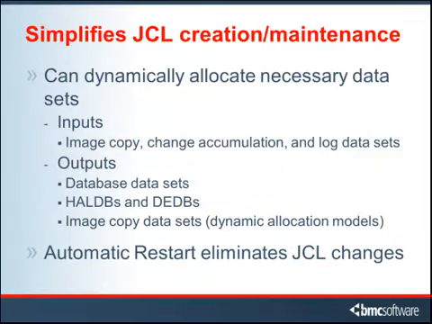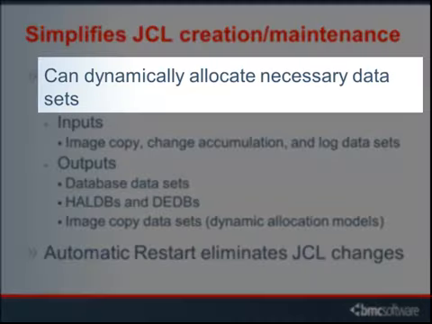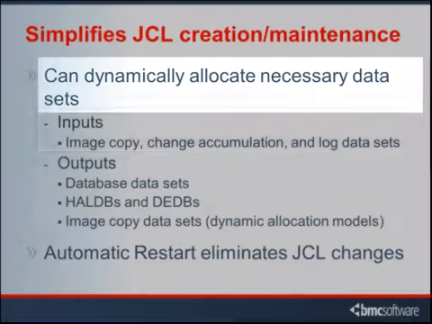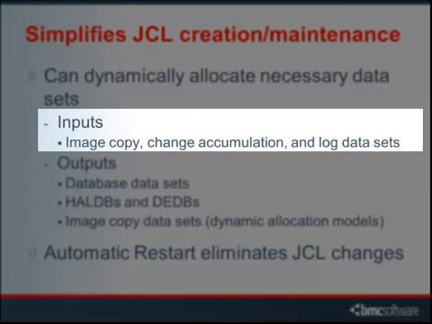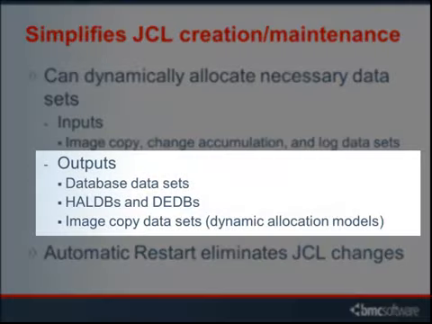With the recovery utility, less time and skill are required to create and maintain recovery JCL. The recovery utility can dynamically allocate all of the datasets necessary to perform recoveries. For input, the recovery utility can dynamically allocate the image copy, change accumulation, and log datasets using information provided by DBRC. For output, the recovery utility can dynamically allocate the database datasets using dynamic allocation members, or for HALDBs and DEDBs definitions in DBRC. Models provide a simple and flexible method for dynamically allocating output datasets.